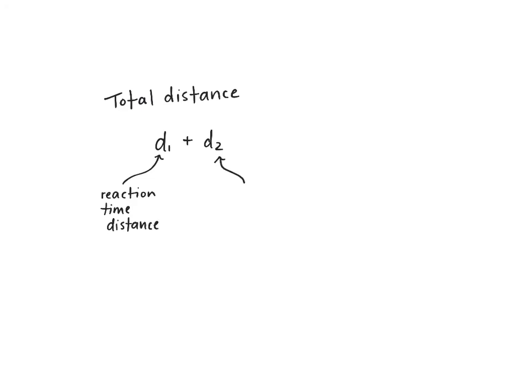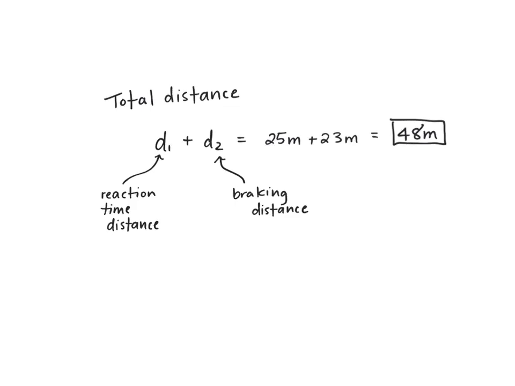The total distance that the car travels is going to equal D1 plus D2. D1 is the reaction time distance, and D2 is our braking distance. That's going to equal 25 meters plus 23 meters. And so in total, it's going to take us 48 meters to come to a stop once we see that yellow light.